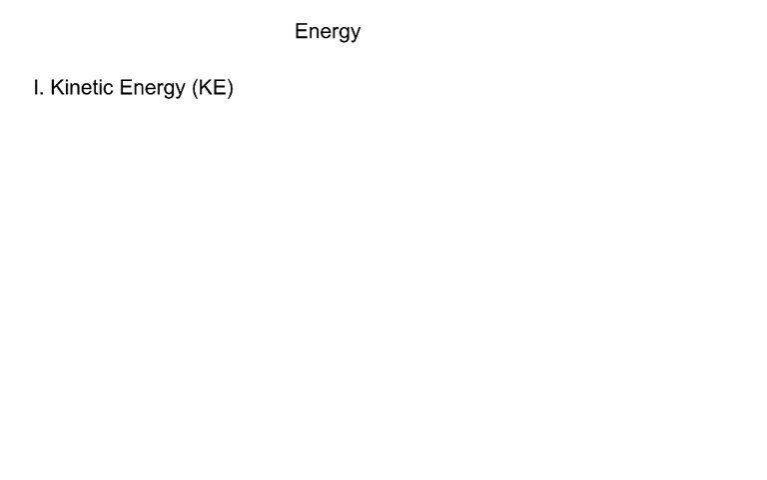Energy. We're going to start our discussion about energy with kinetic energy, or the energy of motion. The formula for kinetic energy is equal to 1/2 multiplied by the mass of the moving object multiplied by the speed of the moving object squared. And the SI unit for kinetic energy is, of course, the joule.